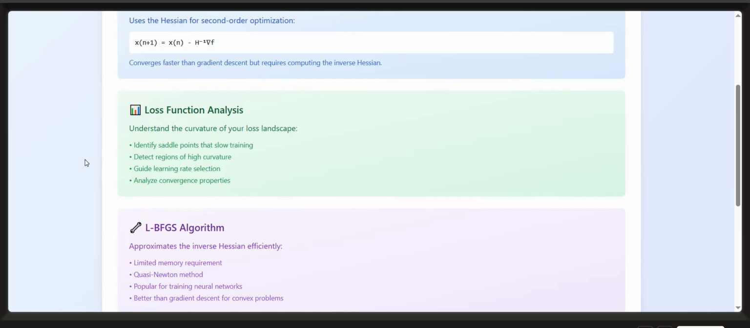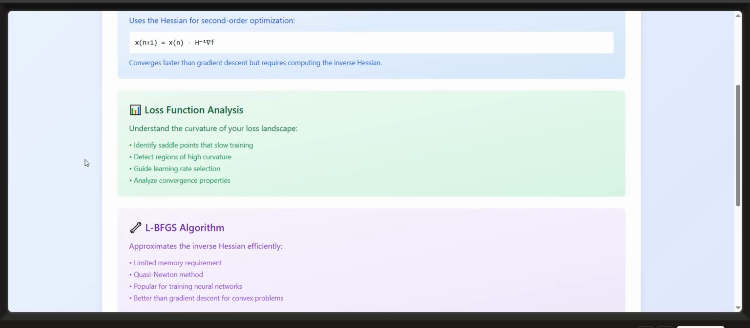Now, what's nice about this method is that it converges faster than regular gradient descent, at least when the function behaves well near the minimum. But here's a catch. You have to compute the inverse of the Hessian, and that's not always cheap. Especially for high-dimensional problems, that inversion becomes a serious bottleneck.